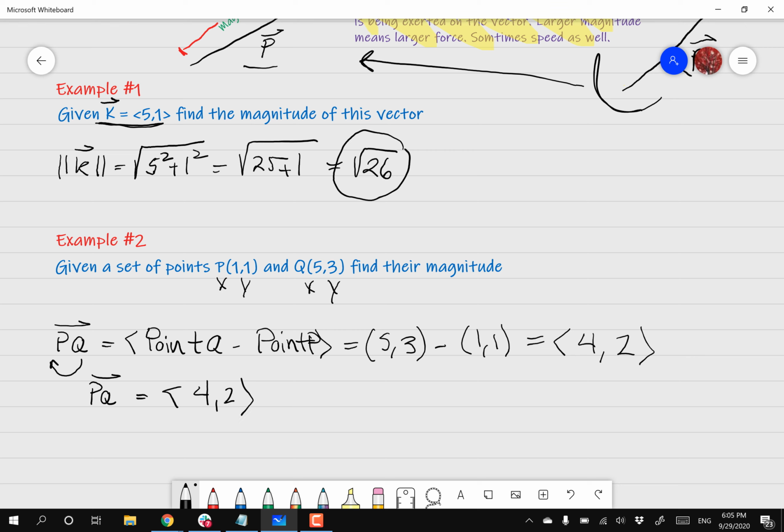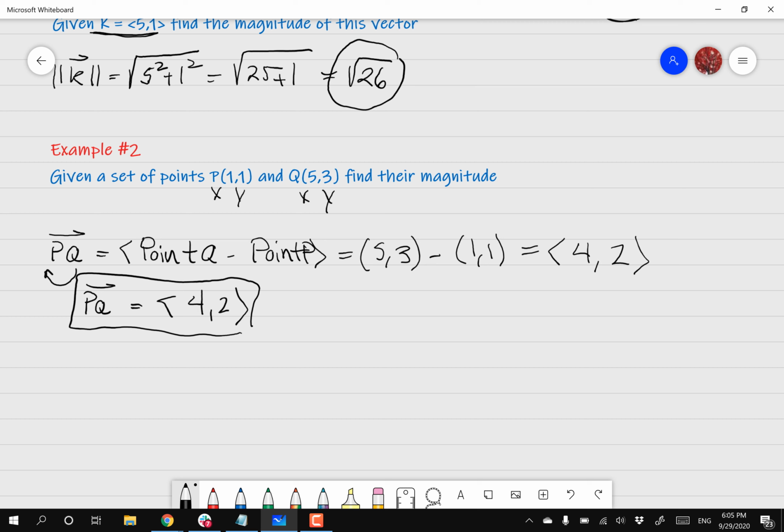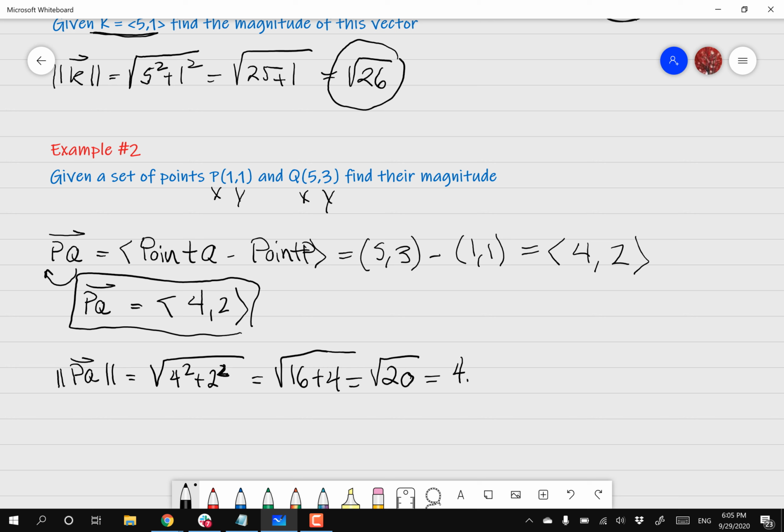Now we have this in the form that we know and like, so we could go and find the magnitude of that vector. The magnitude of vector PQ is equal to the square root of 4 squared plus 2 squared. That's 16 plus 4, and then we have the square root of 20. Square root of 20 is about 4.5, so the magnitude of vector PQ is 4.5. That's basically the length of that vector.